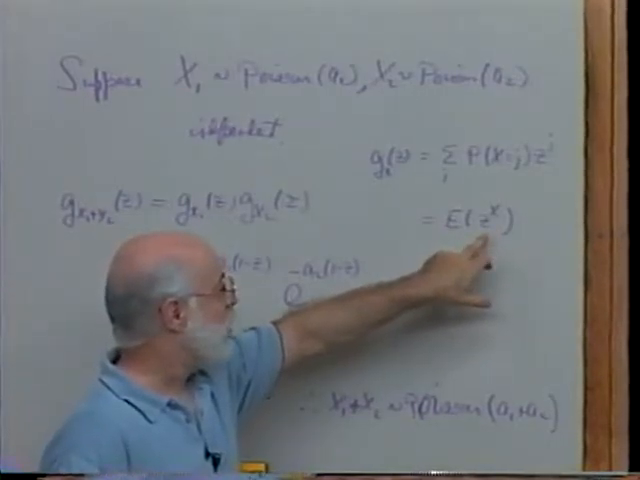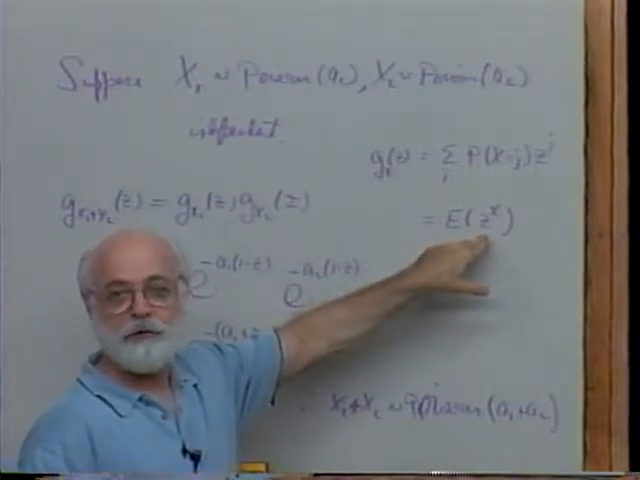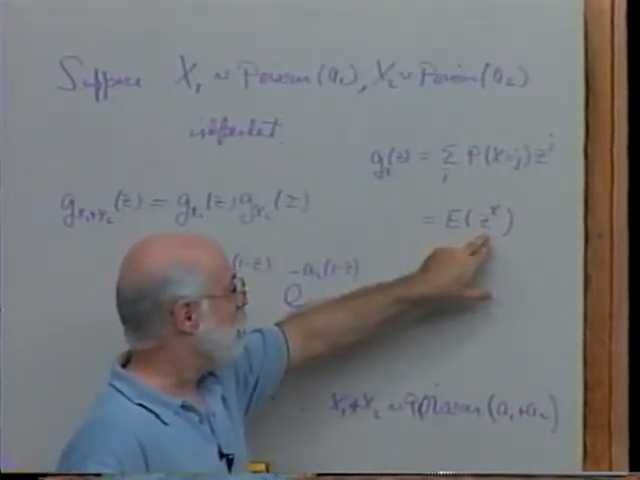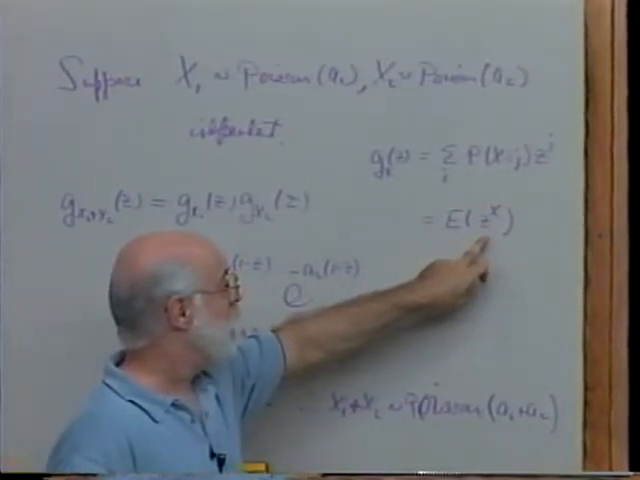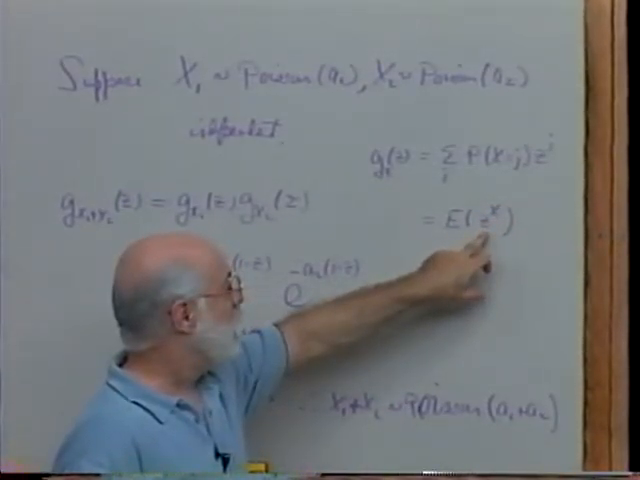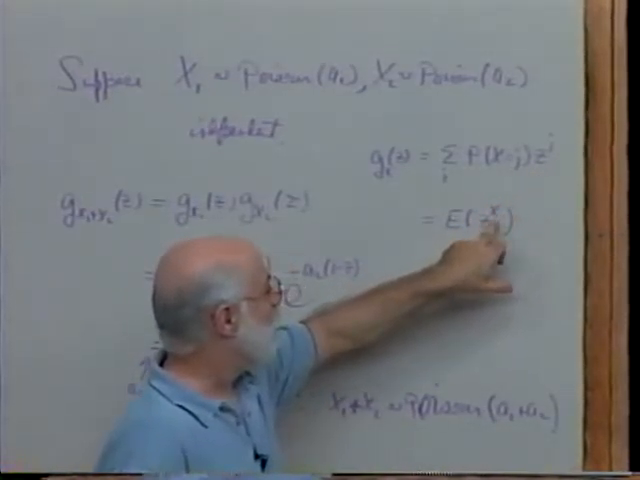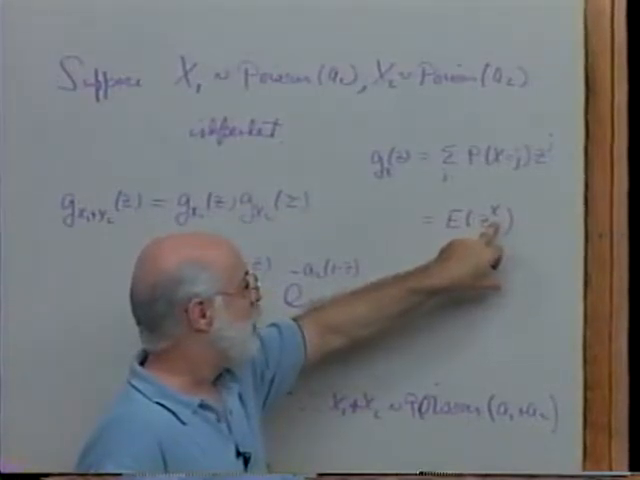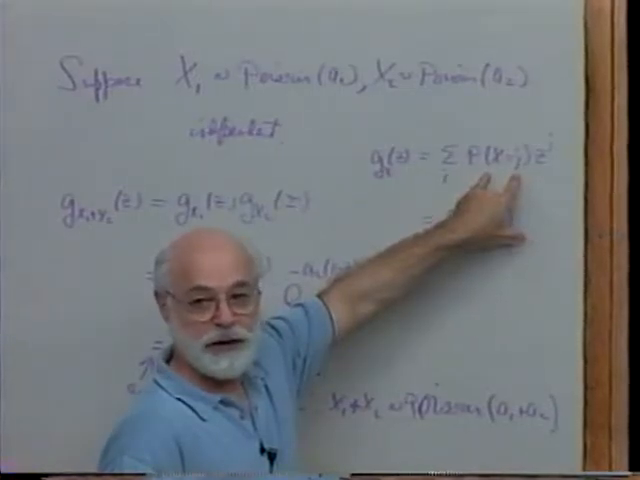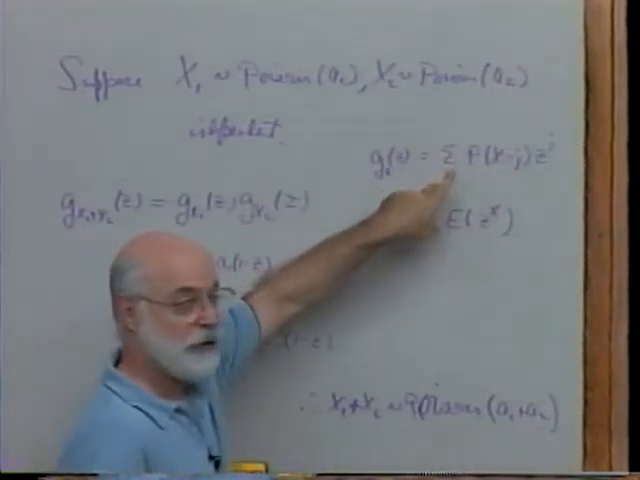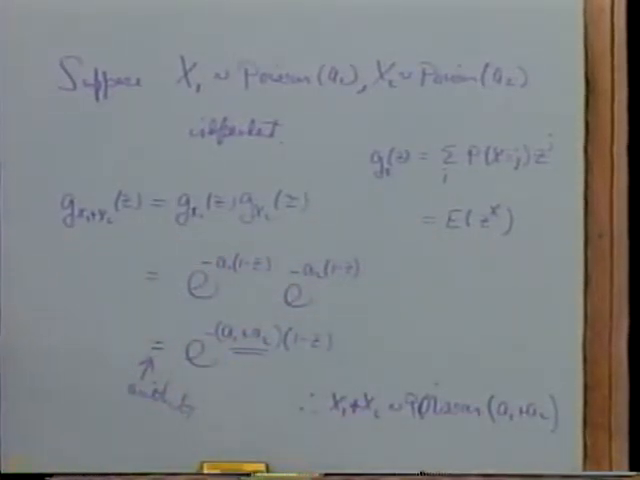Because suppose I told you that I have this number z. Remember, the z is just a dummy variable. It has no physical significance. So I have this number z, and I'm raising it to the power of the random variable. So what's the expected value of that? Well, the expected value of the function is the value that the function takes, which is z raised to the various values that x takes, weighted by the probability that x takes those values, summed over all possible values. So formally speaking, a generating function is an expected value.